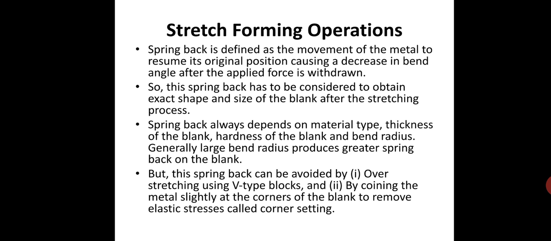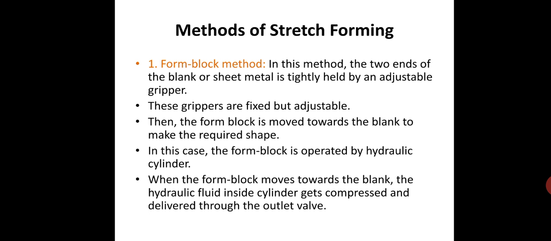And next is the method of stretch forming. There are two types of stretch forming methods. First is the form block method, and the second is the matting die method. Let's see one by one. First, form block method. In the form block method, the two ends of the blank or sheet metal are tightly held by an adjustable gripper. Let's see the diagram to understand the concept better.